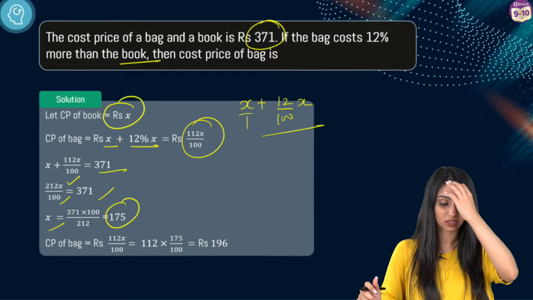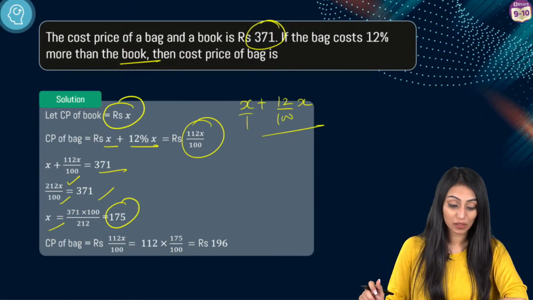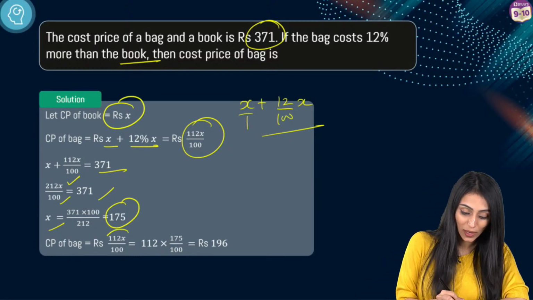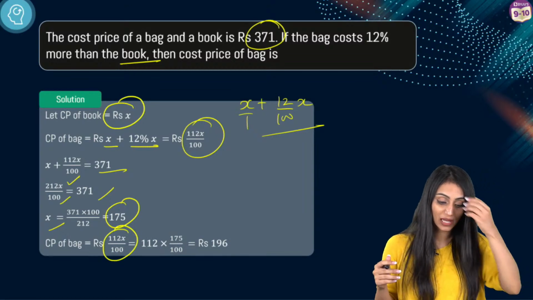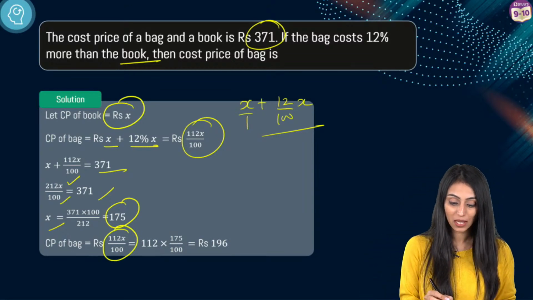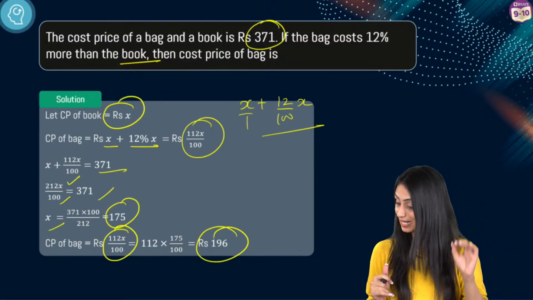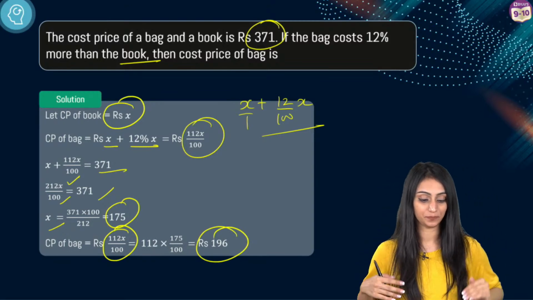Yes, please increase the font size. So the cost price of the bag in that case is going to be 112x upon 100. If you put the value for X here, that's going to be rupees 196. Quickly tell me, any doubts still here?